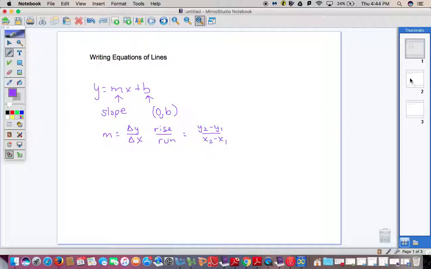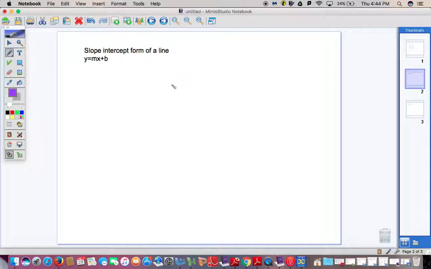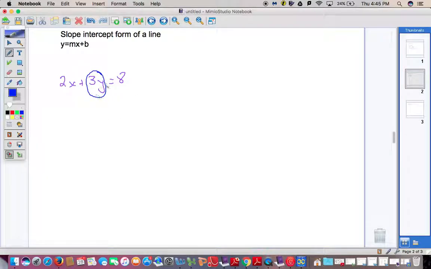Okay, so if we have a slope-intercept form of a line, and we're given an equation that is not in slope-intercept form, can you convert it? That would be step one. So if we have 2x plus 3y equals 8, and I want you to write this in slope-intercept form, the first step would be to isolate your variable term. So we're solving this equation for y. We need to move 2x to the other side of the equation, so we do that by subtracting 2x from each side.